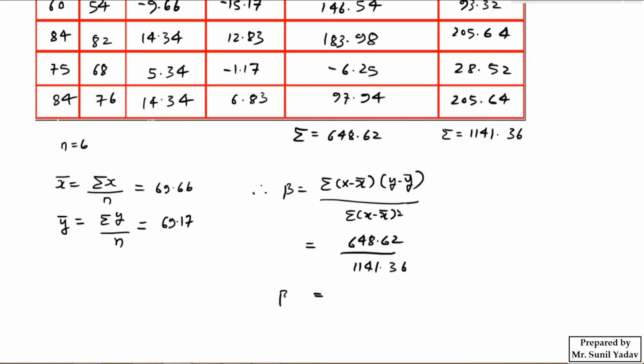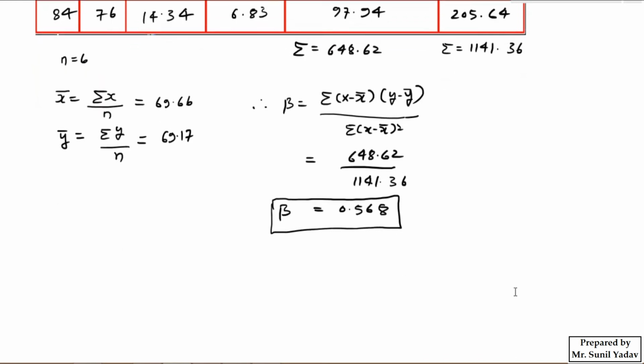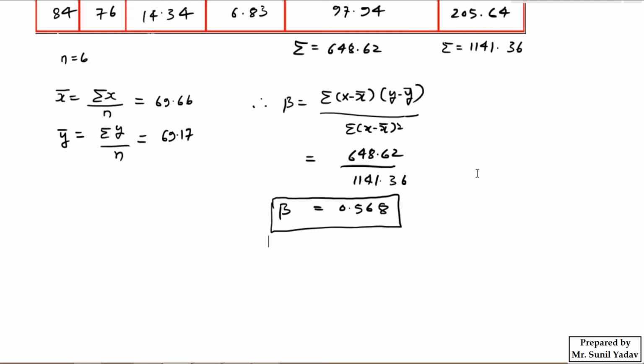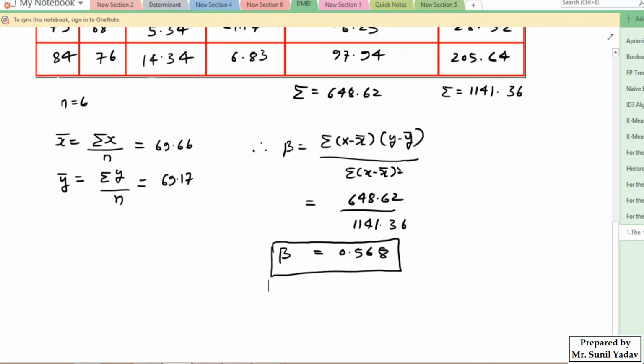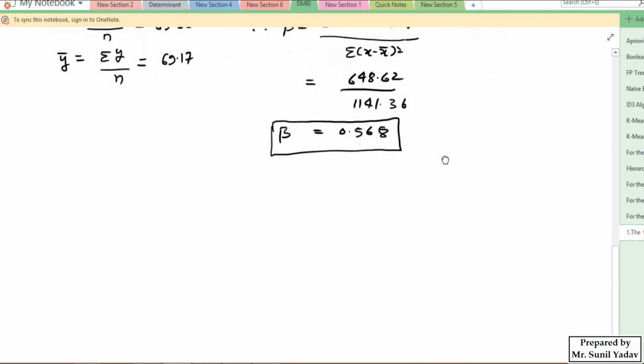and after doing the simplification over here the beta will be nothing but 0.568 will come, 0.568. So this is nothing but beta parameter what we have calculated over here, and on the basis of beta we can estimate alpha also. So to estimate alpha, what we'll do over here now, here we have to estimate alpha also, right?